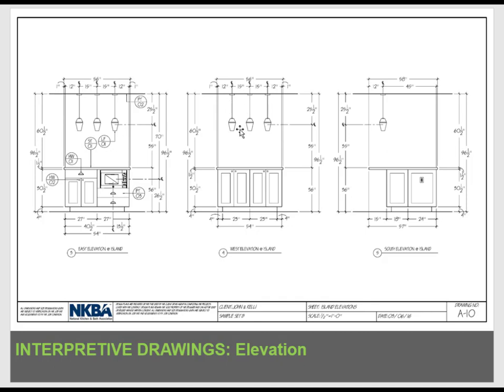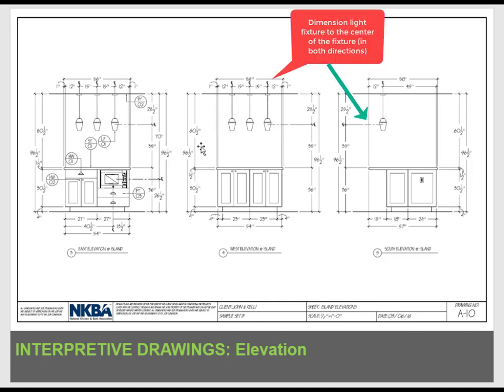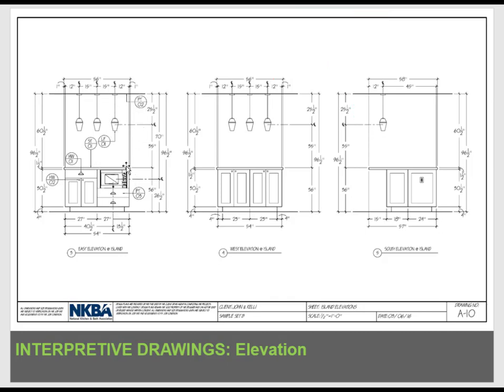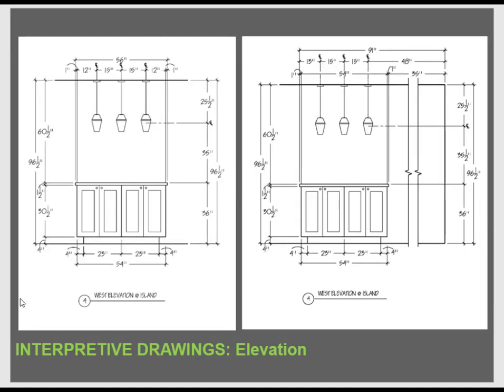If you have pendant lights at the island, you have to dimension, you have to locate it. Now, in this case, they located it using the countertop because, as you can see, there's no wall to locate it. Now, you can do it another way. So this is the one way where they're using the countertop to locate the lights.